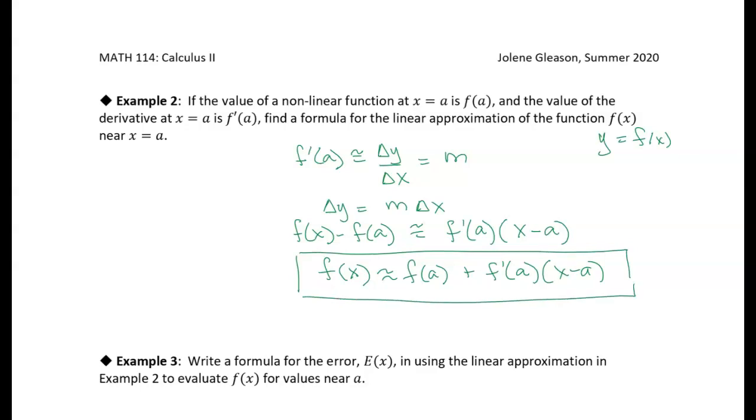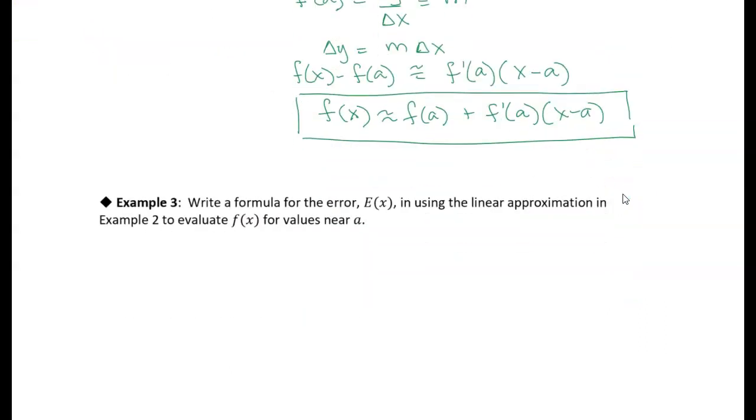Now I'm going to go ahead and do example 3 because it's closely related, and we want to also write a formula for the error. We want to formulate e of x for the error. And the error is just going to be the difference between the actual value of the function and the value of the linear approximation. So we're going to define e of x to be f of x, the actual value of the function at x, minus the linear approximation, which we have a formula for right here. So it's f of a plus f prime at a times x minus a.